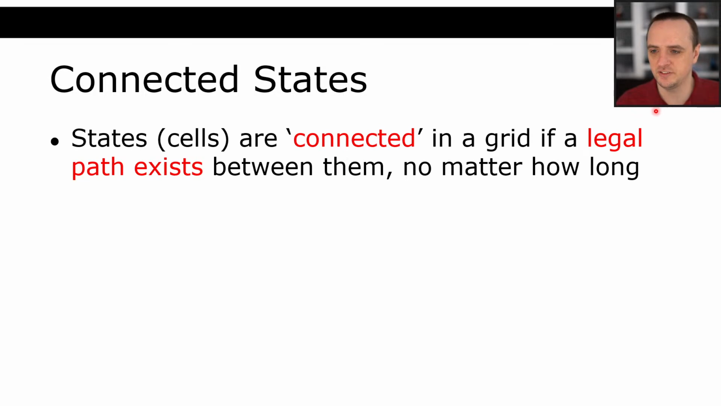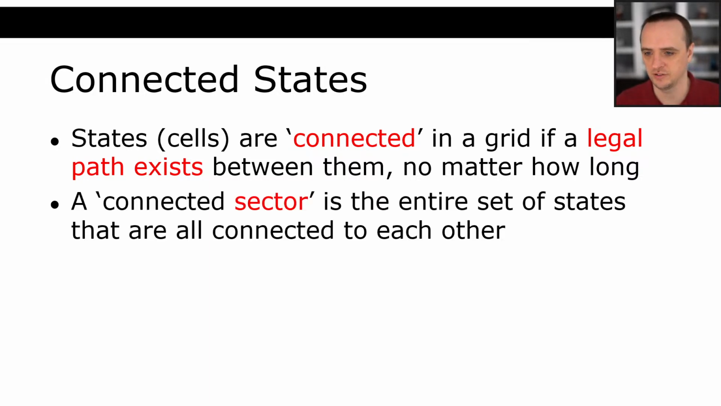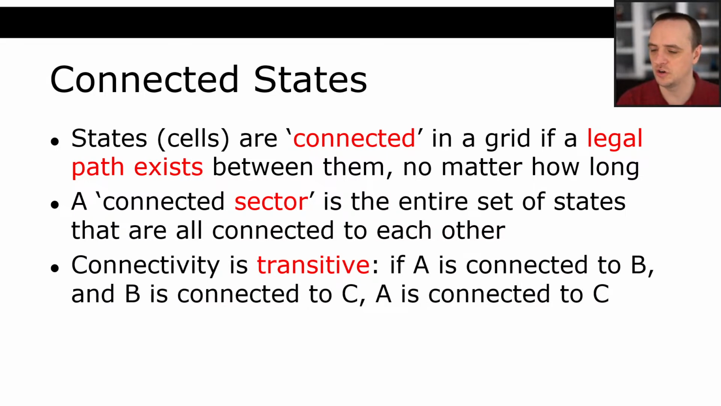So what are connected states? States or cells in a grid are connected if a legal path exists between them, no matter how long it is. Something I'm calling a connected sector in a grid is the entire set of states that are all connected to each other. Again, this is all recap from 3200, but a nice refresher for heading into vector fields. Connectivity is transitive, meaning that if A is connected to B and B is connected to C, then A is also connected to C, okay?